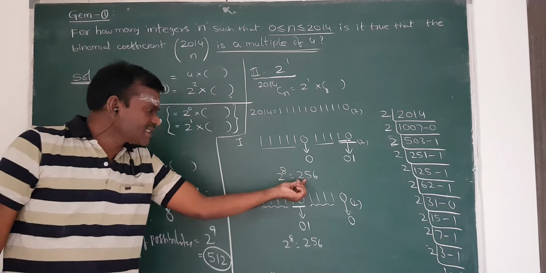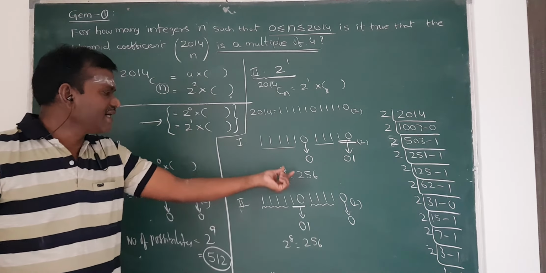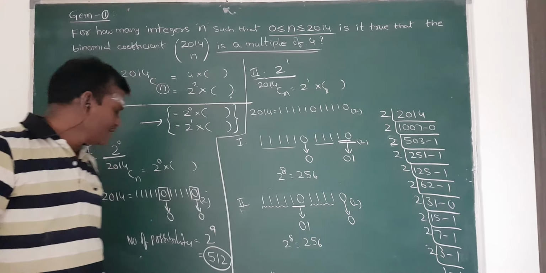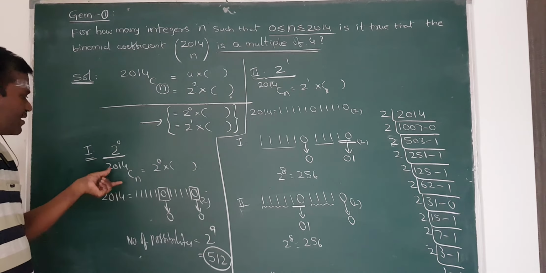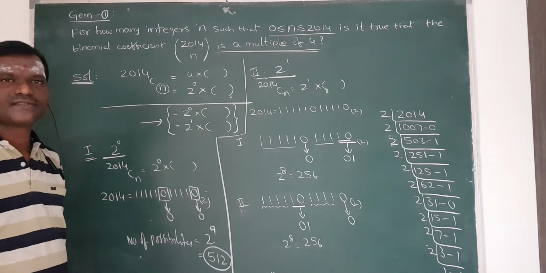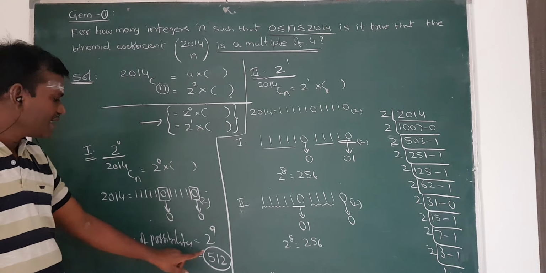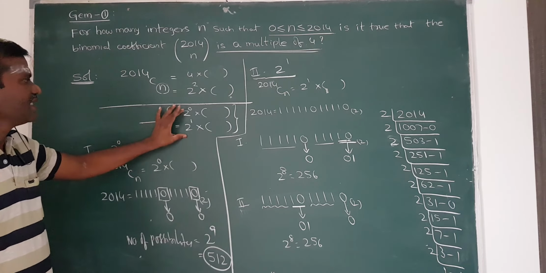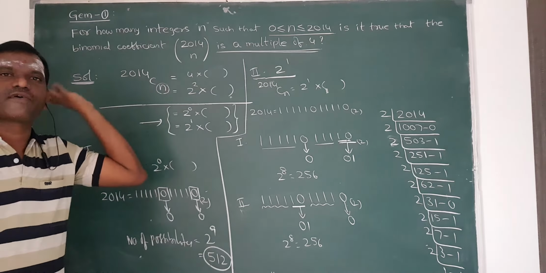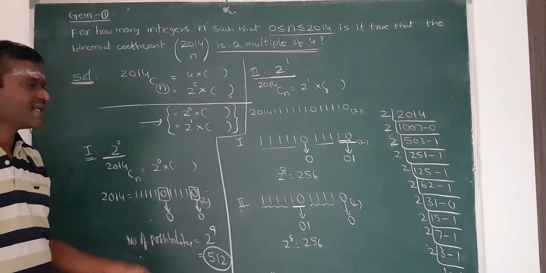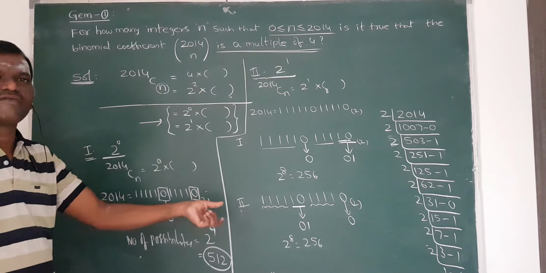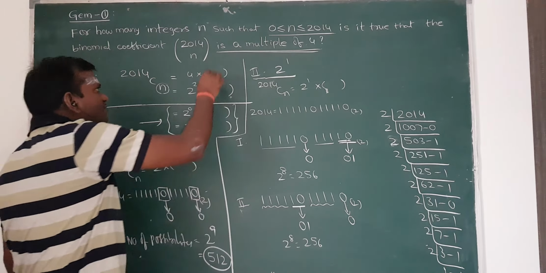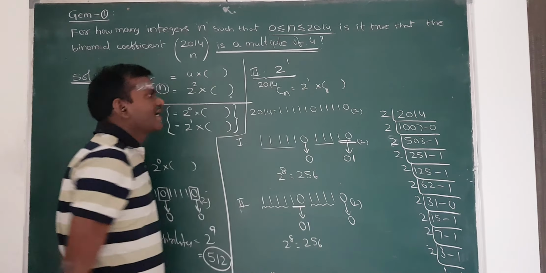So for 256 and 512 numbers, for 512 values of n, this coefficient is 2 power 1 into something. And for these 512 values of n, this coefficient is 2 power 0 into something. So in total, 512 and 512, 1024 numbers, where n is not a multiple of 4. For 1024 values of n, 2014 Cn is not a multiple of 4. But in the question he asked to find the multiple of 4.